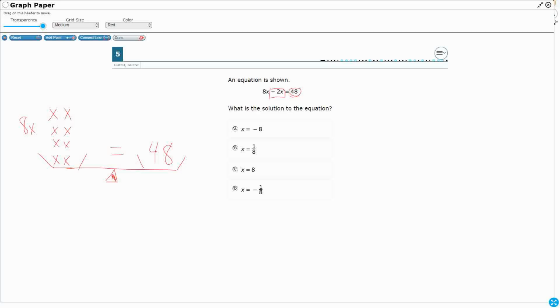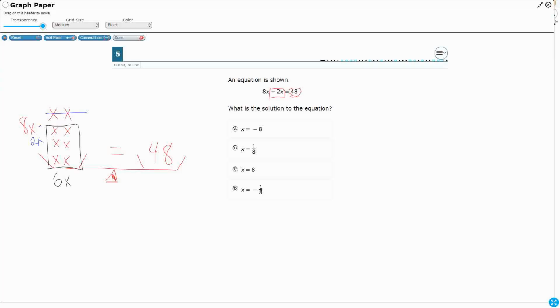So I'll change to a different color. I'm just going to cross through that. So here's my minus 2x. Now what do I have left? Well, if I have this equation here, I have 8x minus 2x. What I have left is 6x. So now I can say 6x equals 48.